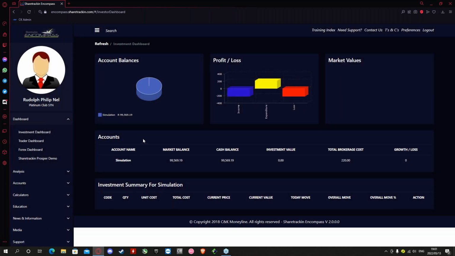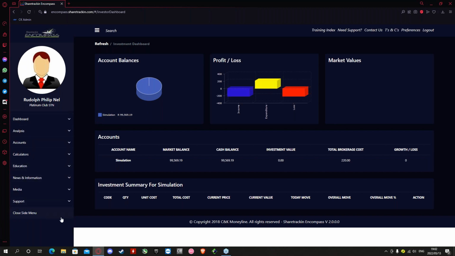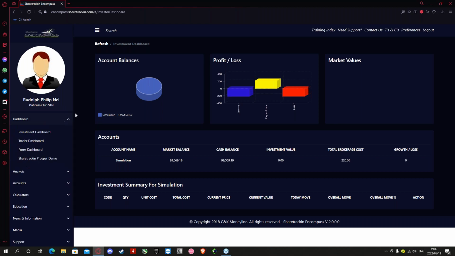Okay, so once you say log in, it's going to give you your investment dashboard, and then also a few options on your left hand side. So first of all, once you get to your investment dashboard, this is the one we're going to be handling. The trader dashboard will be discussed in the CFD video. So first of all, on your investment dashboard, the first thing that you're going to get is your account balances.